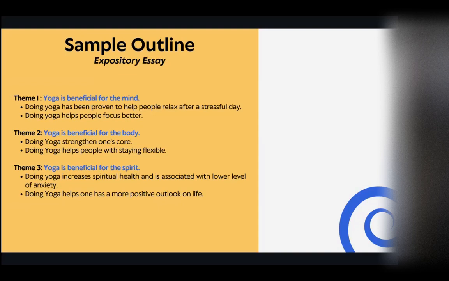So looking at this, yoga is beneficial for the mind, yoga is beneficial for the body, and yoga is beneficial for the spirit. How do you think the thesis statement would look like? What is the A, what is the B, and what is the C in here when you want to explain these three components of doing yoga?